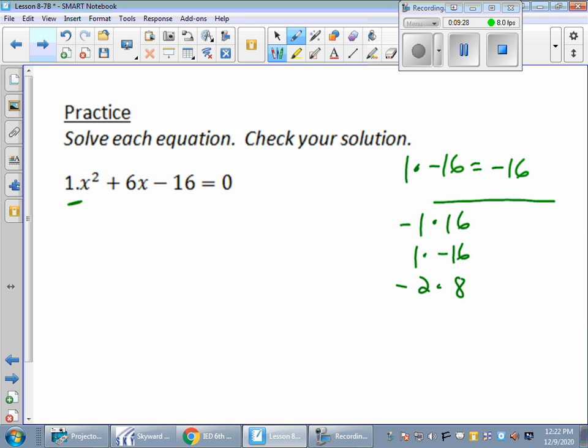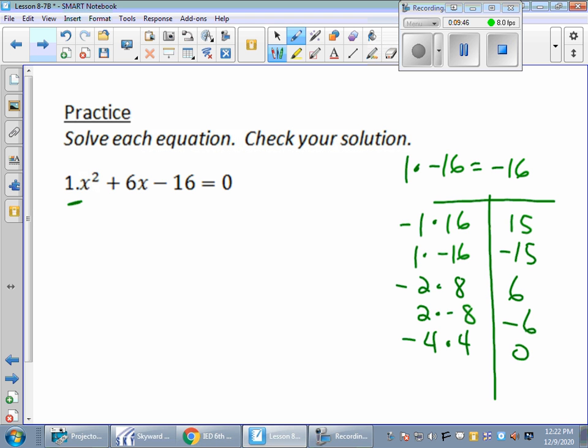Negative 2 times 8, 2 times negative 8, and then we have negative 4 and 4. So those are our factor sums. Add these up: 15, negative 15, 6, negative 6, and that's 0. So which one are we looking for in the group? We want the positive 6 here.